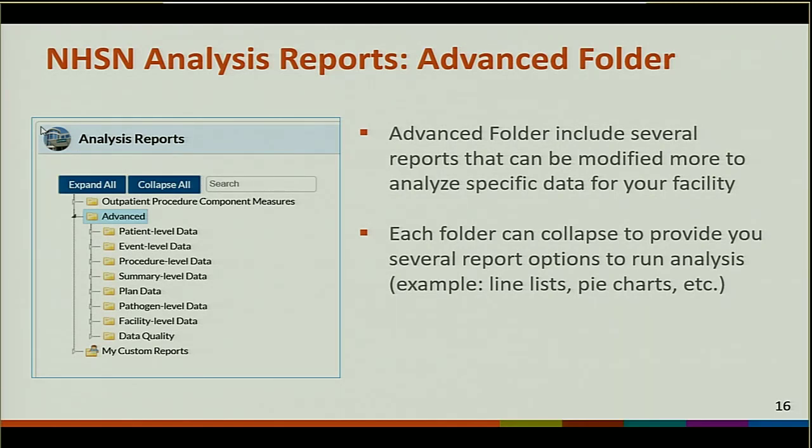You can then see on this side that there are 5 main folders, or more than 5, but those 5, under the Advanced folder where you can analyze and look at your data even further, whether it's patient, event, or procedure level data, or you can even look at summary or plan data. Each folder can collapse to provide you with several report options, very similar to what we looked at with SSI and SDOM measures, such as line lists, pie charts, and more.